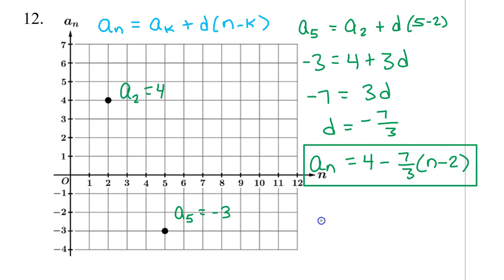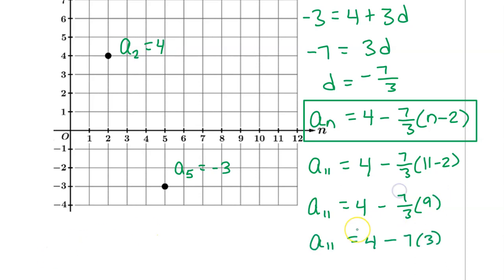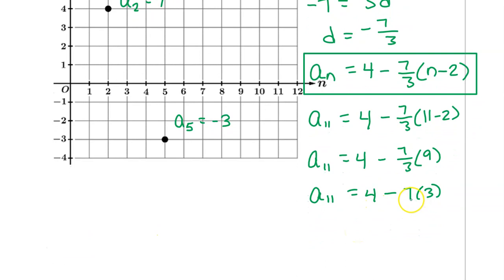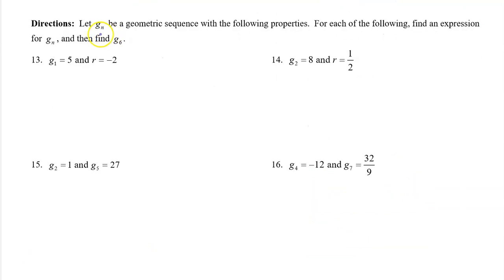Let's use it to find a11. a11 will equal 4 minus 7/3 times 11 minus 2. So a11 will equal 4 minus 7/3 times 9. 3 goes into 9 3 times. So a11 is 4 minus 21. So a11 is -17.